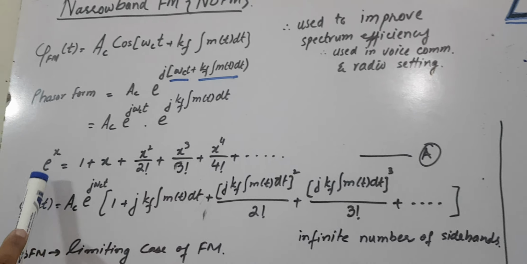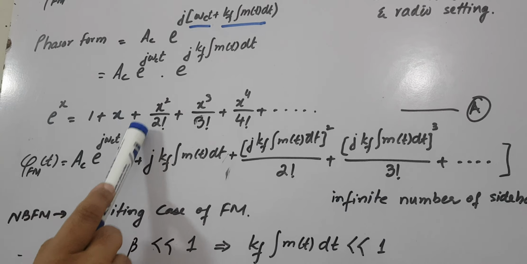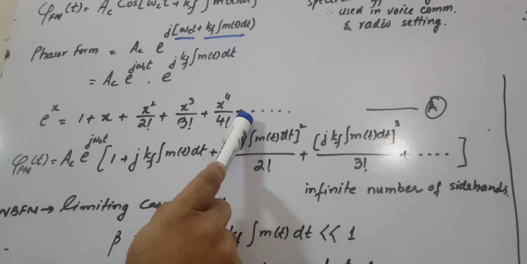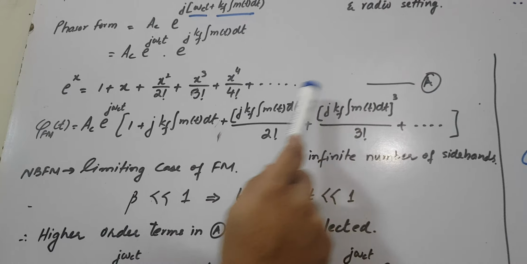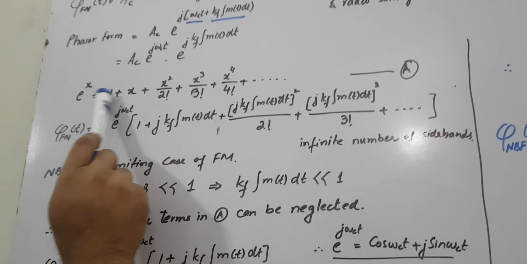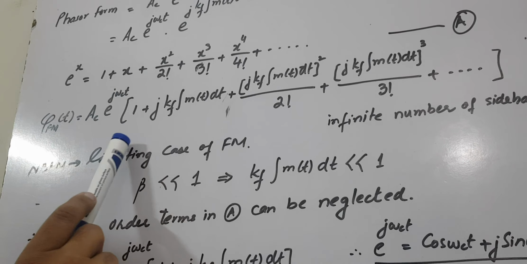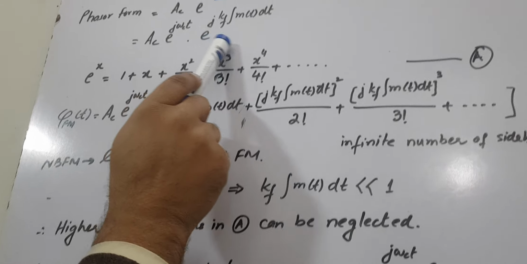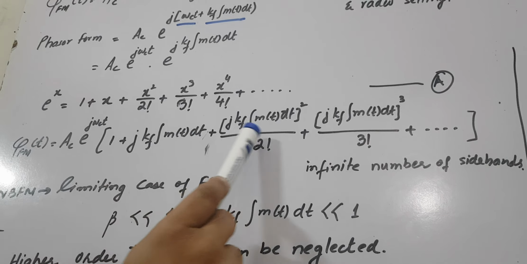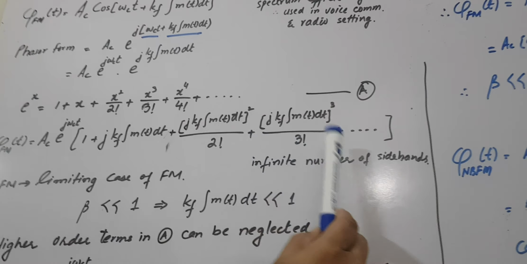We know the exponential series: e^x equals 1 plus x plus x squared by 2 factorial plus x cubed by 3 factorial plus x to the 4 by 4 factorial and so on. We can use that formula in this equation. So A_C e^(jω_C t) times, replacing with that formula, 1 plus j k_f integral of m(t) dt and so on. So you can see that there are an infinite number of sidebands.